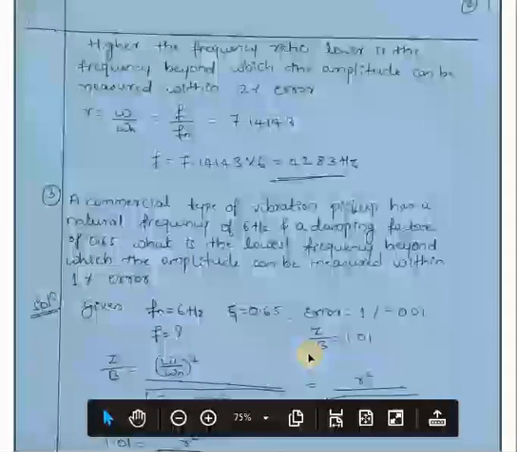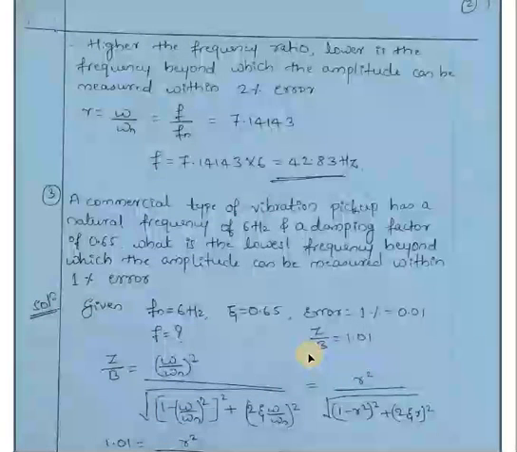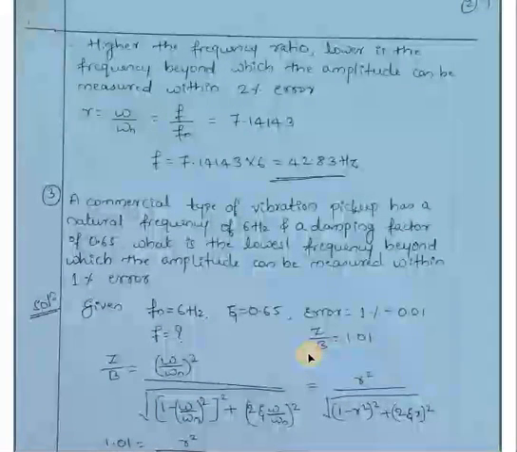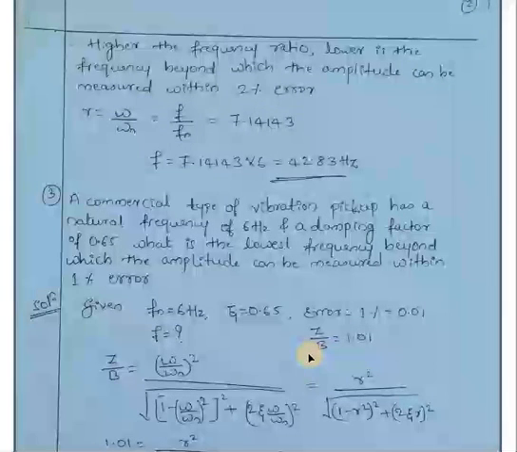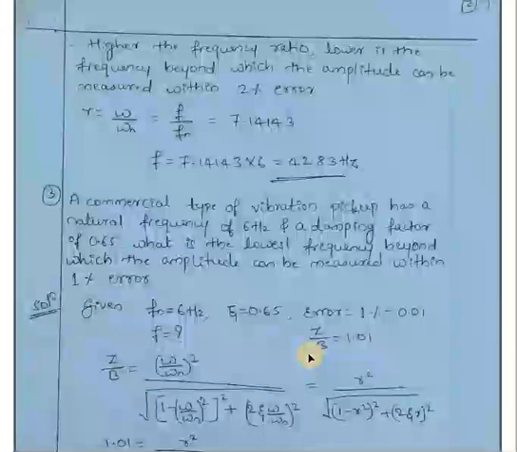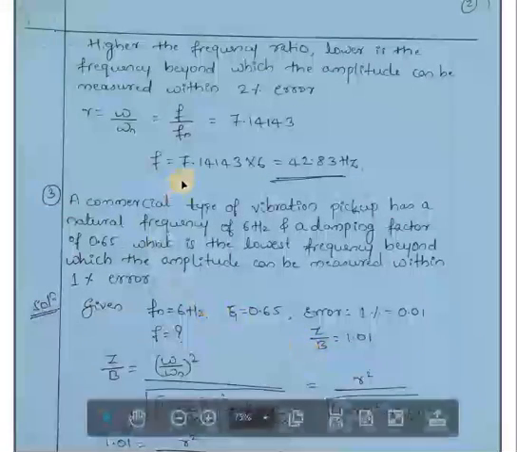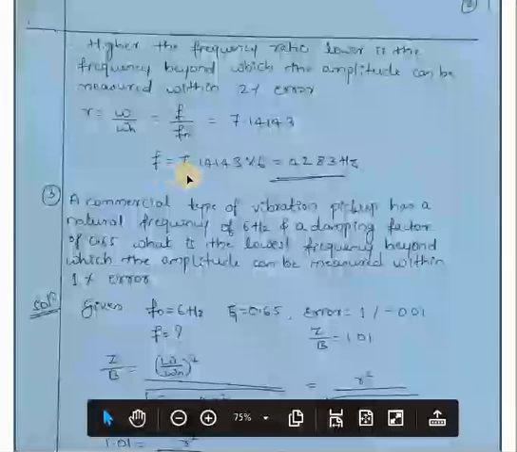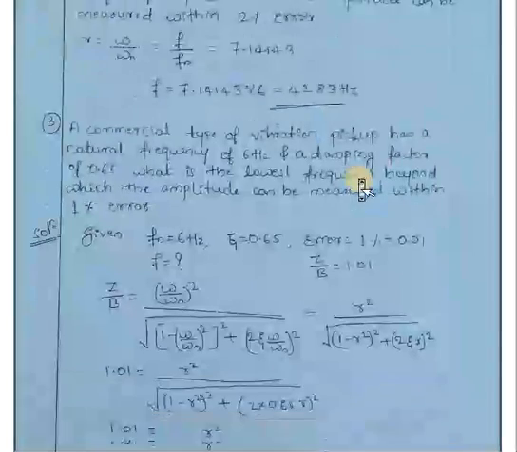Okay. From this, the higher the frequency ratio, the lower is the frequency beyond which the amplitude can be measured within 2%. So we will take the higher frequency ratio, because it will give the lower frequency at which the amplitude can be measured within 2% of the error. If you take the lower frequency ratio, that time the error may be higher. Okay. So from that you will get the F value as 42.83 Hertz.